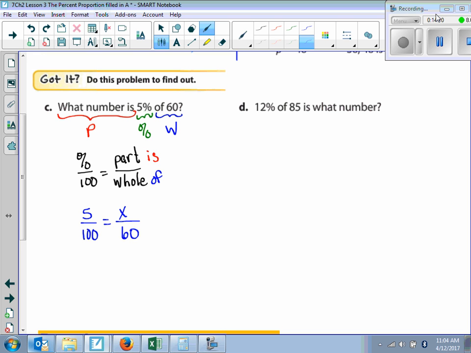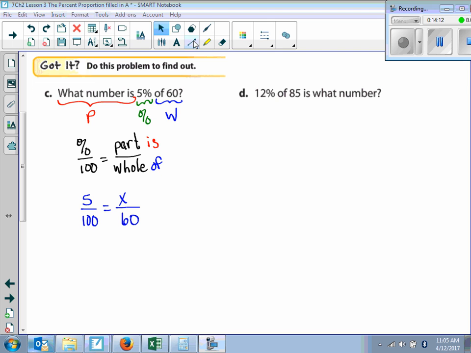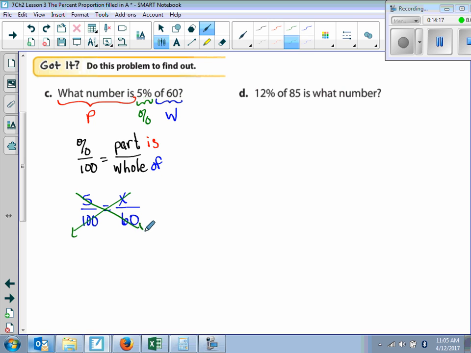Very good. So to solve this proportion, we're going to cross multiply. Very good. So on one side, we have 100 times x, which is 100x. And then on the other side, we have 5 times 60, which is 300. And then to get the x by itself, we will divide by 100 on both sides. Very good. So these hundreds will cancel, and now x is by itself, and x is equal to 3.